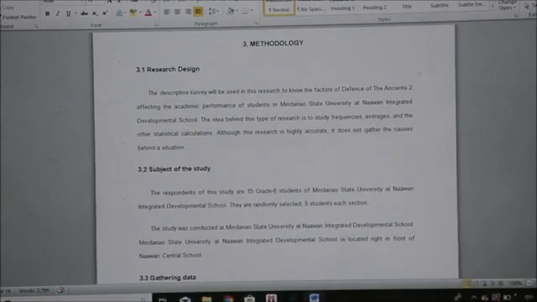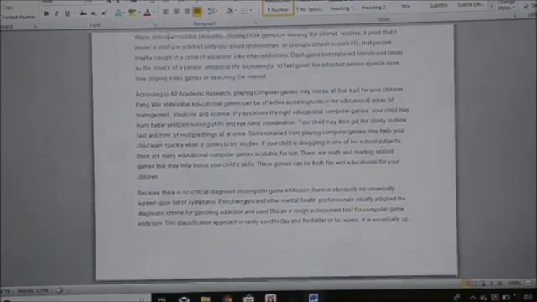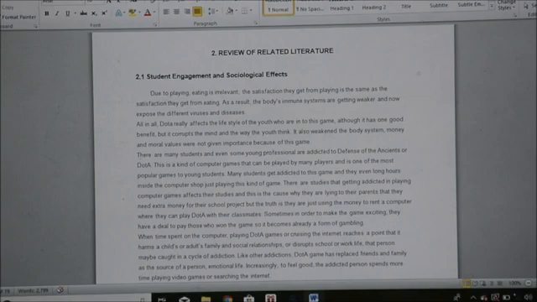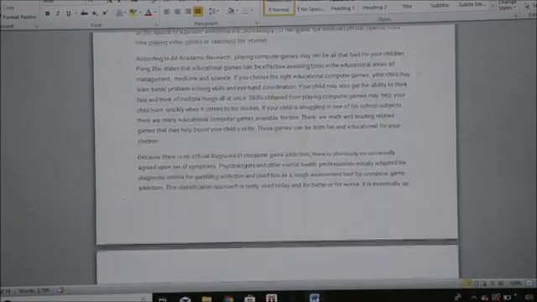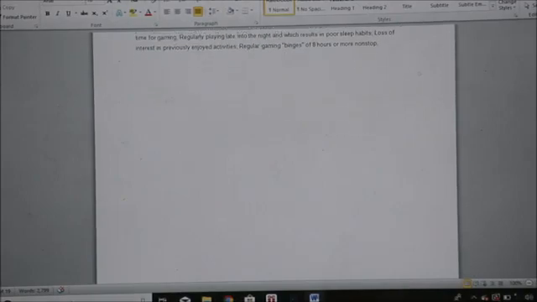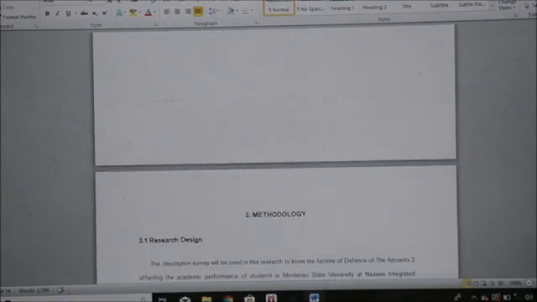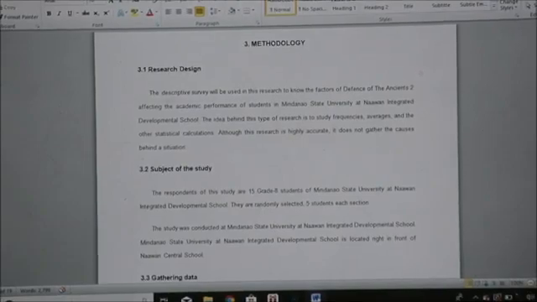As you can see in the research paper, they were not able to follow those parts. They just gave the students' engagement and social effects. They just put the effects of DOTA on the academic performance of the students, but they lack information regarding the different literatures and data that should be put in chapter 2. So their chapter 2 is invalid.